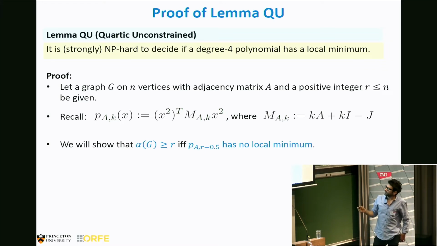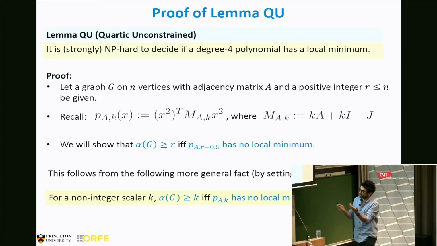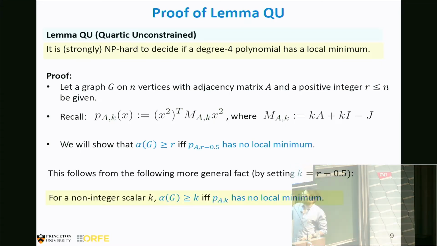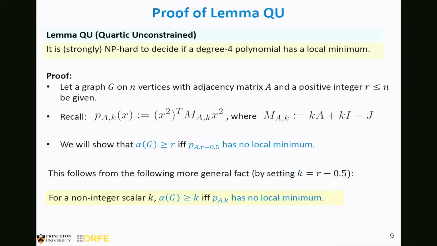All right, and this will follow if I can prove the following slightly more general statement, that for a non-integer scalar k, alpha is more than k if and only if P of A, k has no local min.